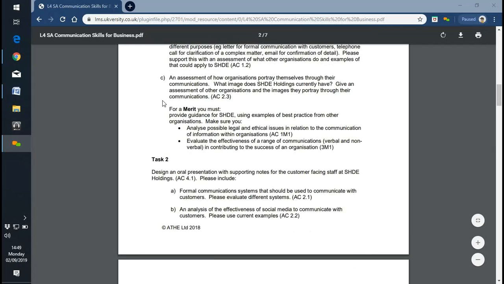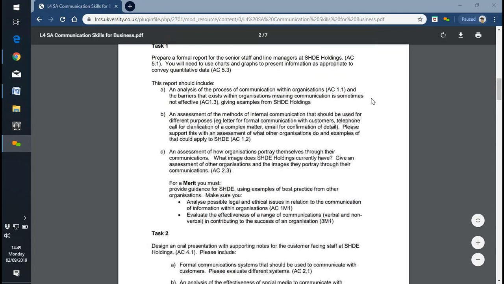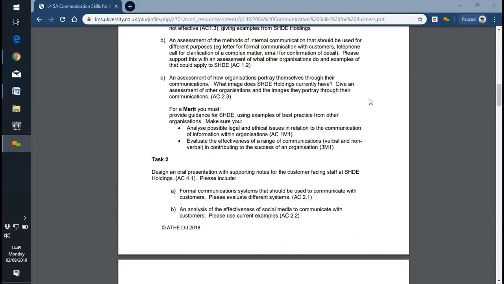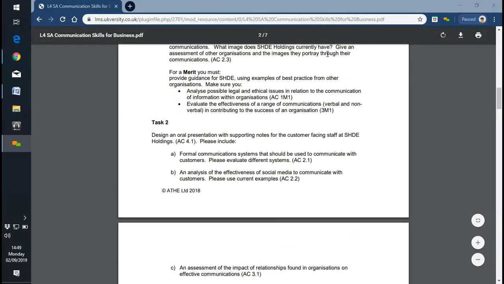The next part of this assignment or task is an assessment of how organisations portray themselves through their communication system. In other words, what image does SHDE Holdings currently have? You've seen the report, so you can see that it's not good. Give an assessment of other organisations and the images they portray through communication. So you need some examples there, and that covers AC 2.3.